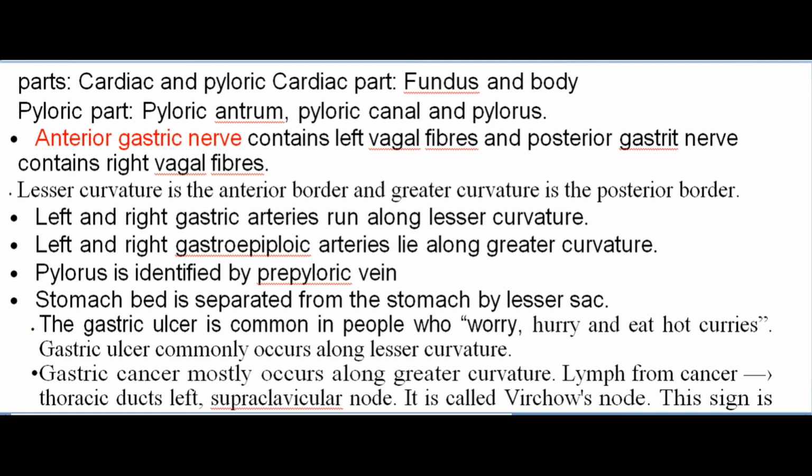Gastric ulcer is common in people who worry, hurry and eat hot curries. Gastric ulcer commonly occurs along the lesser curvature. Gastric cancer mostly occurs along the greater curvature. Lymph from cancer goes via the thoracic duct to the left supraclavicular node. It is called Virchow's node. This sign is called Troisier sign.